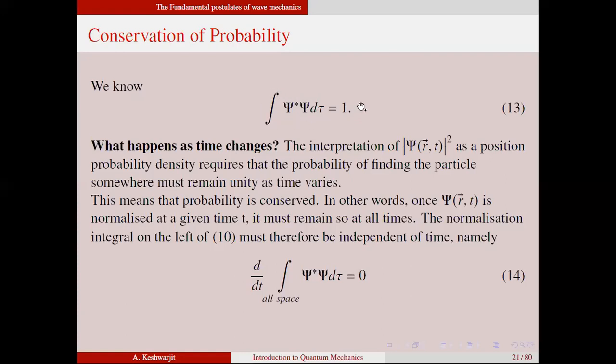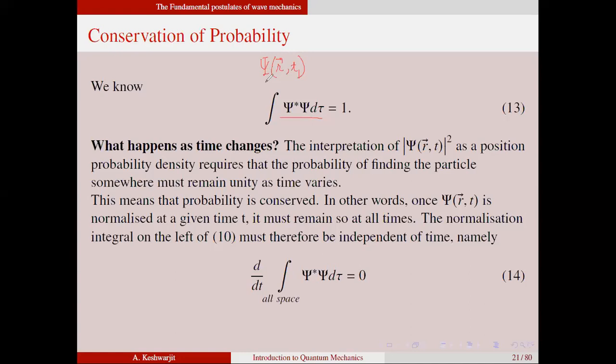Then the next question is, what happens as time changes? We already know that this wave function, capital psi, depends upon position as well as time. So at a particular time, say t1, you normalize the wave function. Psi is normalized already. Then at a later time, will the wave function remain normalized, or do we have to normalize it again?